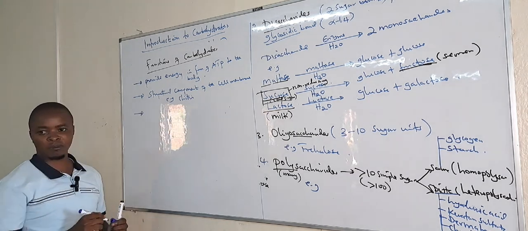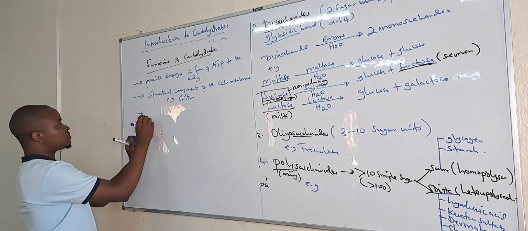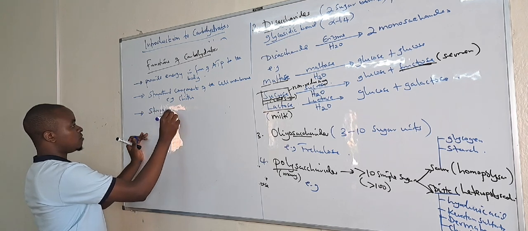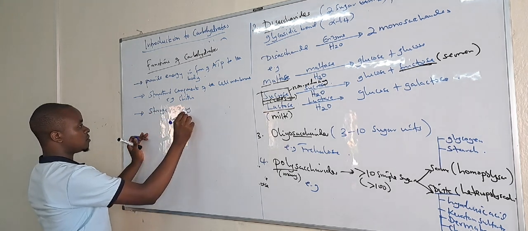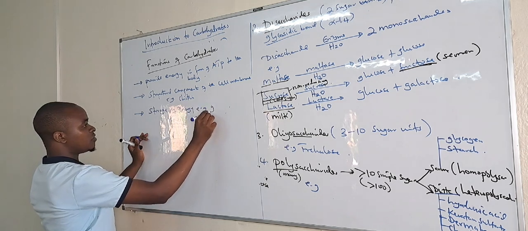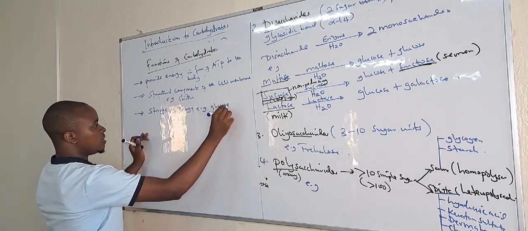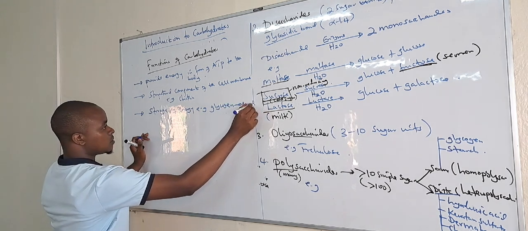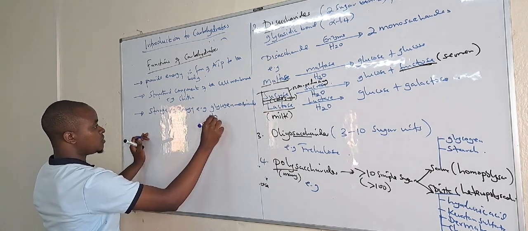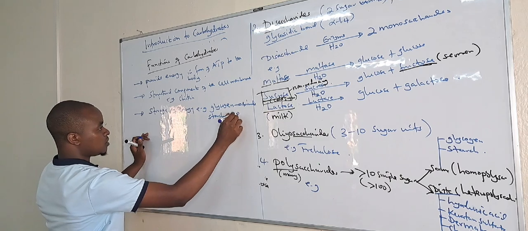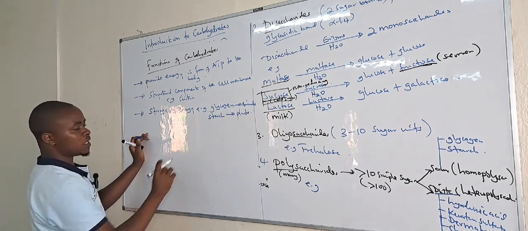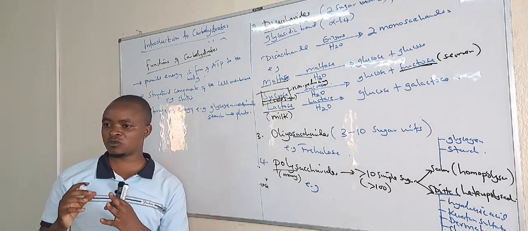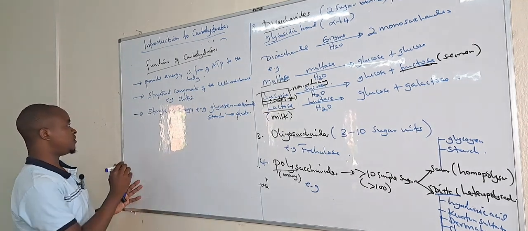Another importance of carbohydrates is that they are responsible for storage of energy. An example here, we have glycogen in animals. Then we have also starch in plants. These store energy. So carbohydrates, we can use them to store energy in the body.